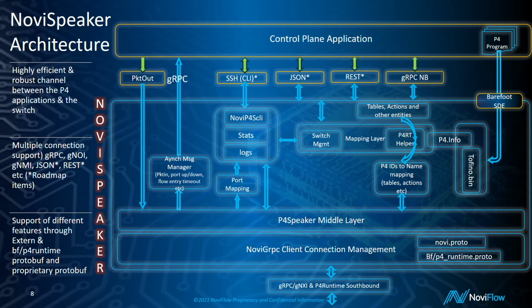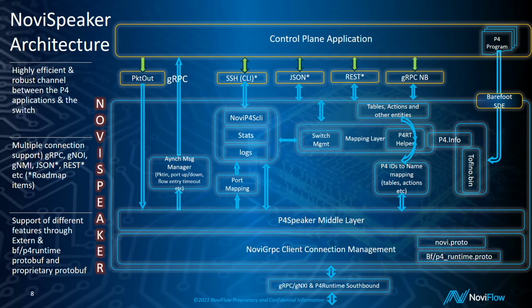There is another protobuf file we use for the northbound interface on top of the NoviSpeaker that manages the interface between the business applications and the NoviSpeaker, and I'll talk about it later in this presentation. Okay, so on top of this connection management layer, there is a P4 middle layer, and that basically translates all the information into the format the north and southbound interfaces understand.